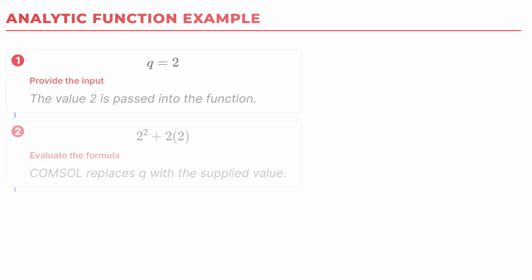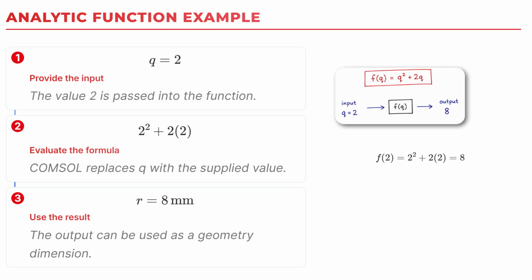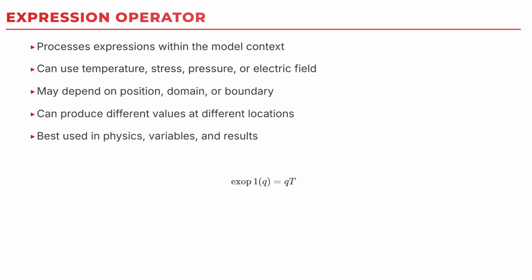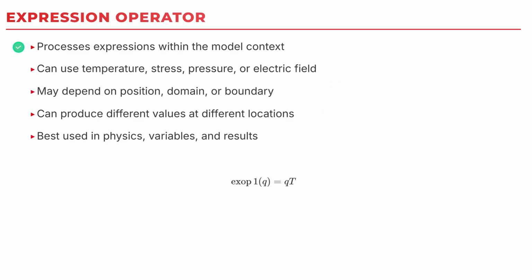Now let's look at the example. In that particular formula, if we put the value 2 and then evaluate, we get the output as 8, as an example. So let's talk about the expression operator. An expression operator processes an expression within the context of the model. This is very important. In this example, we have a function that is q times T.